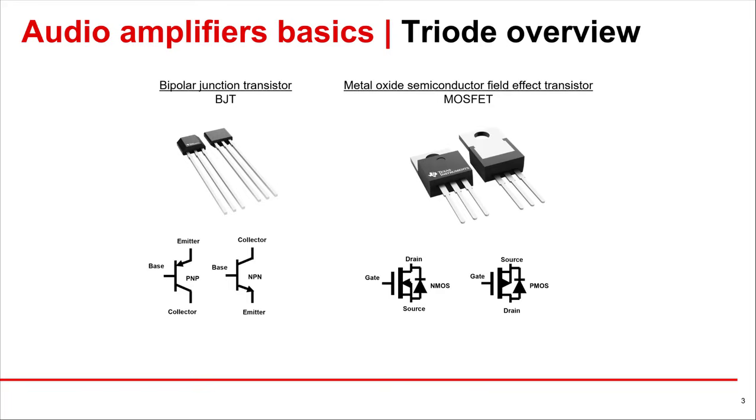The three main forms of electronic valves, or triodes, that are used in amplifiers are the vacuum tube, bipolar junction transistor, BJT, and the metal oxide semiconductor field effect transistor, MOSFET. For the scope of this video, we will be discussing modern amplifiers which are typically implemented using BJTs or MOSFETs. These three electronic valves all behave in slightly different manners, but the basic function is the same.